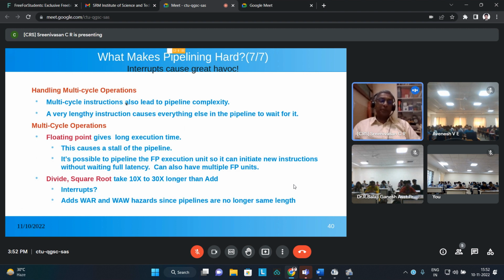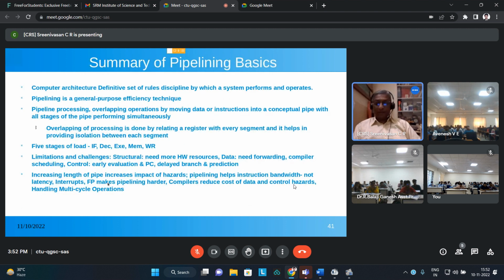And handling multiple cycle operations: if you lead to multiple pipeline complexity, every pipeline will have to wait. So floating point operations, all floating point scientific operations, have a long execution time. Divide, square root, etc. have a long execution time. So these things will have to be looked into, right?